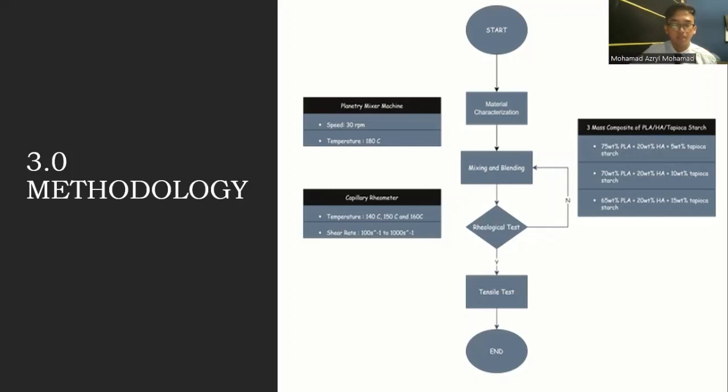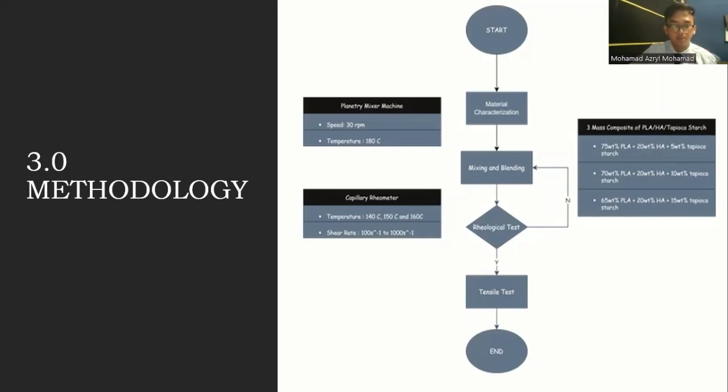Number 2. Mixing and blending. Different PLA-HA tapioca starch composites will be made for this experiment. One composite contains 75% PLA, HA at 20%, and tapioca starch 5%. After it, 70% PLA, HA at 20%, and tapioca starch at 10%. In addition, 65% PLA, HA at 20%, and tapioca starch at 15%. The planetary mixer will be used to blend this material at a speed of 30 rpm and a temperature of 180 degrees Celsius.